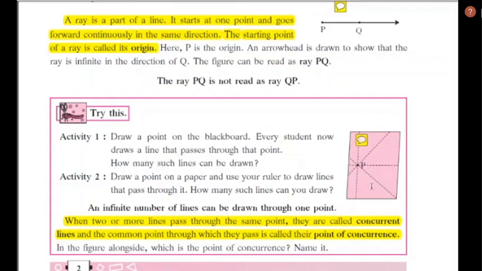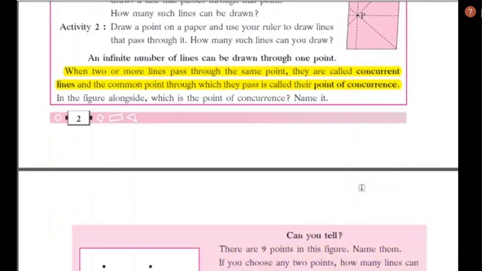Students, look at this picture. This is a page. When two or more lines pass through the same point, they are called concurrent lines. And the common point through which they pass is called their point of concurrence. This is a concurrent point. P is a concurrent point.